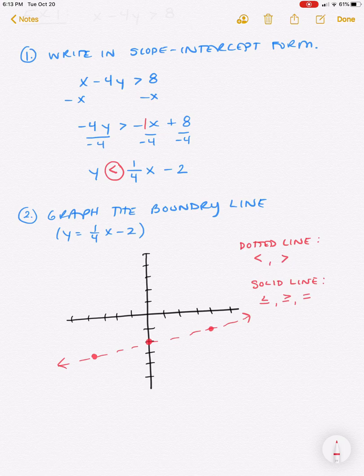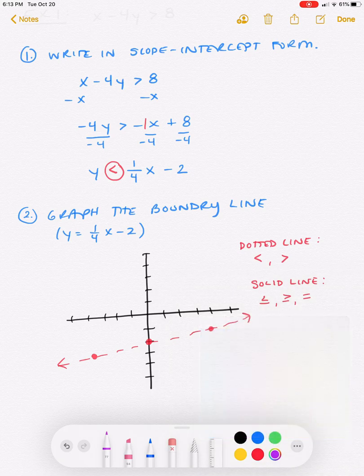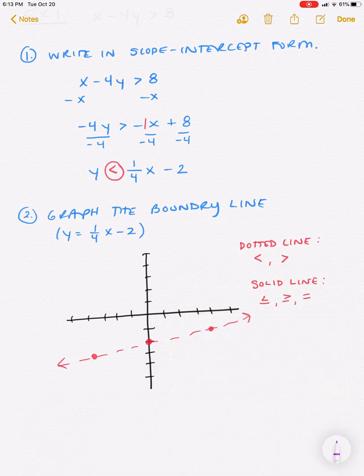So the last thing that we need to do is shade our inequality, okay? This is usually where I feel like students have the most trouble. And so here's the way that I think about this. Our inequality is y is less than 1/4 x minus 2. So put your pencil on where the y's are getting smaller and smaller and smaller, and hopefully your pencil is somewhere down here. As you go down the y-axis, where y gets smaller and smaller, this is where the y-coordinates are less than the line.